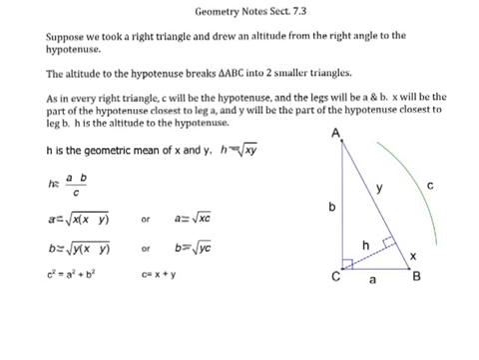So suppose we took a right triangle and drew an altitude from the right angle to the hypotenuse. So I've got this right triangle, ABC, or ACB, or whatever. And I'm drawing an altitude. Remember, an altitude is a line from the vertex of a triangle to the other side such that it forms a perpendicular intersection or forms a right angle. Okay, so this is my altitude H.